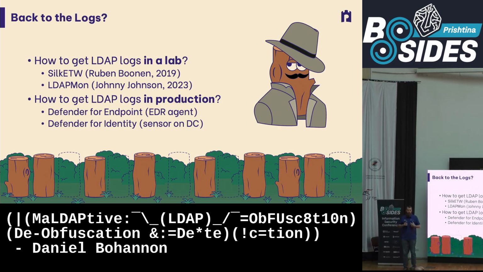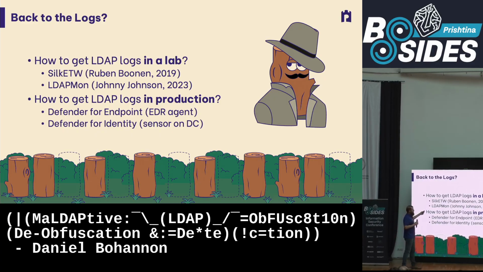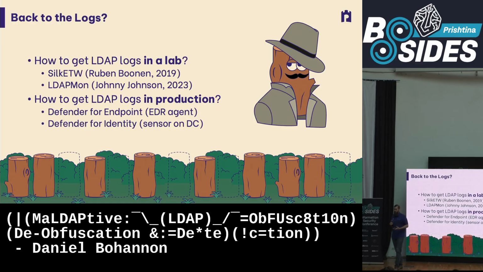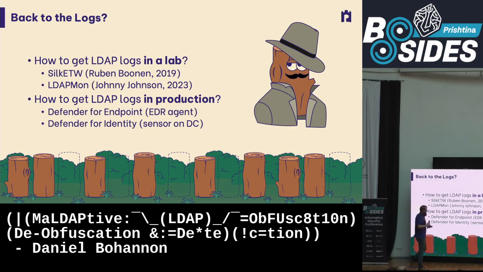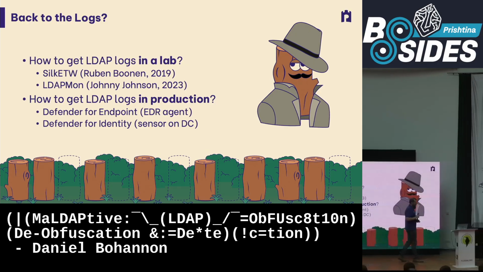When Sabi and I did this research, we used SilkETW, which is a great way to use Event Tracing for Windows to get that data. That's what the ETW stands for. But this is not a production-ready means of getting this information, but it's what we chose to use in a lab environment because the data is the same data source that these production systems will use.